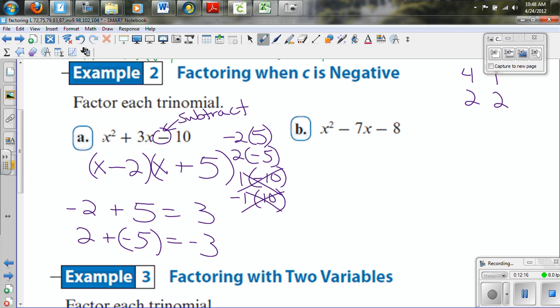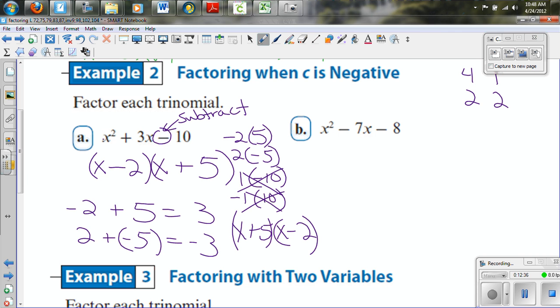Now, it doesn't matter which order. We could also write this as x plus 5 and x minus 2. It doesn't matter which order they're in, as long as the 5 is positive and the 2 is negative there. And so factored, this one is x minus 2 and x plus 5.